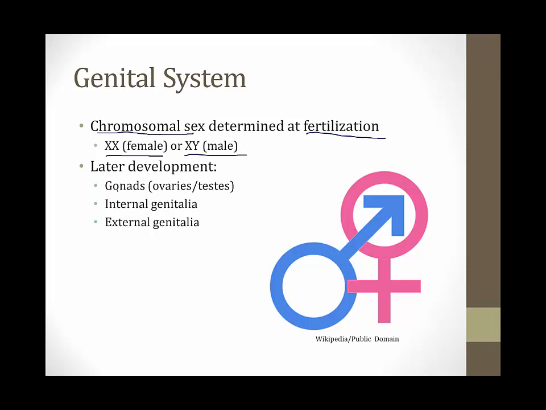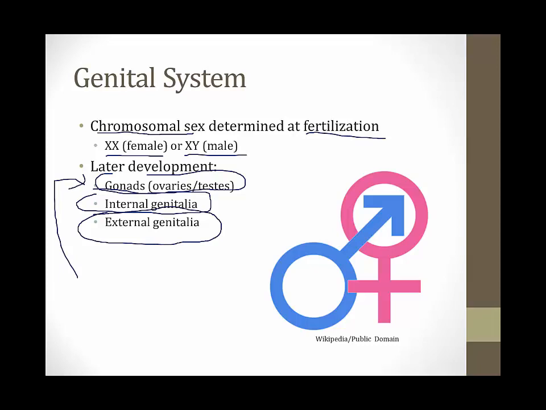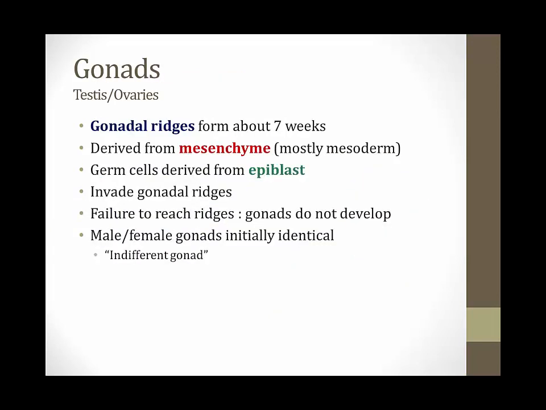In this video, we're going to talk about how the genital system develops, and I strongly recommend that you think about development of the gonads separately from the internal genitalia, and the internal genitalia separate from the external genitalia. Basically, all three of these elements of the genital system have their own developmental processes, and we're going to go through them one at a time in this video. We'll start by talking about the development of the gonads.